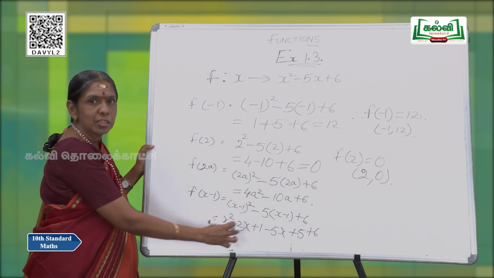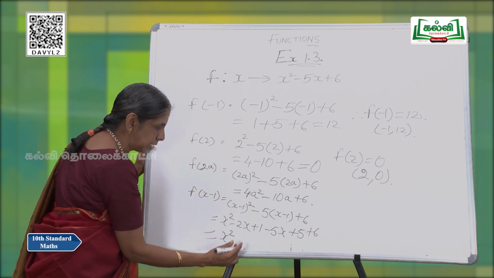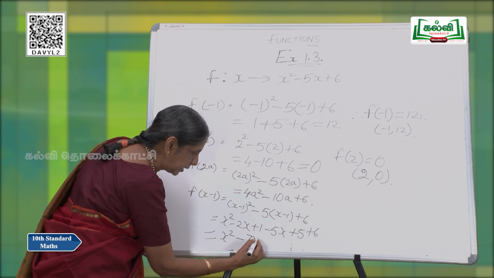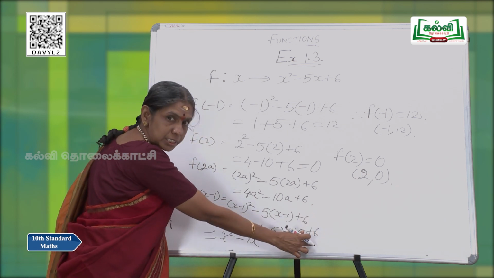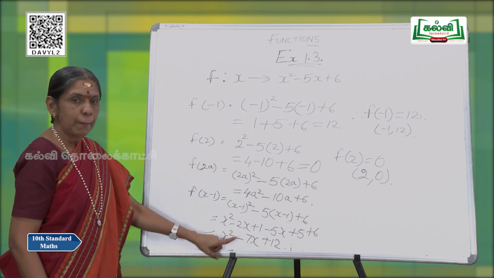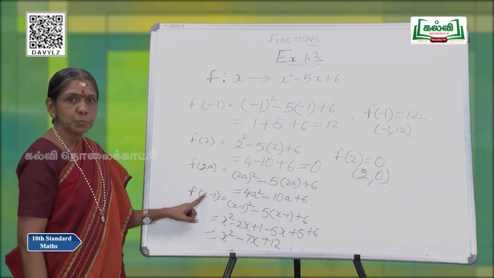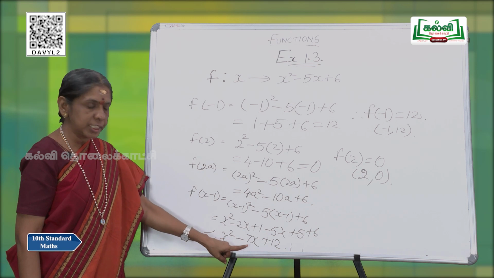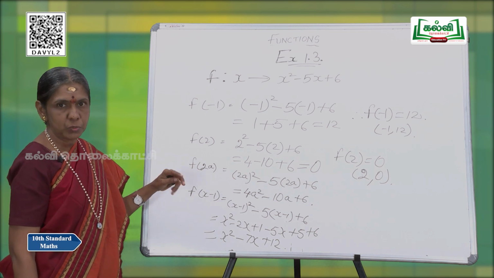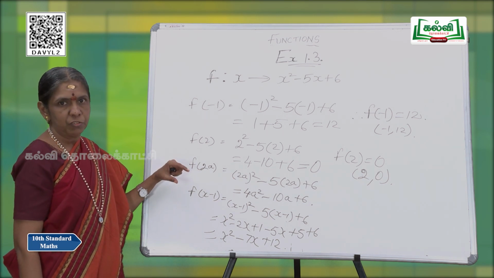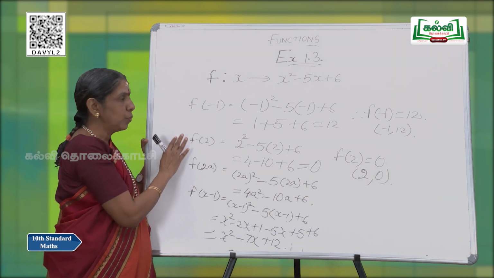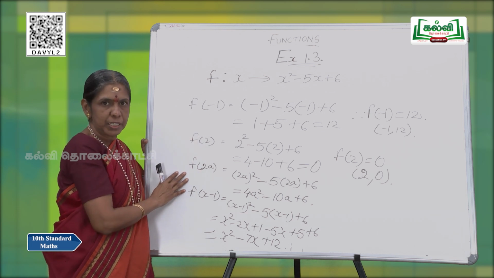Now, we have to add up all the like terms. X squared you write as it is, minus 2x and minus 5x are like terms. So, it will become minus 7x. Plus 1, plus 5, plus 6 are like terms, so it will become plus 12. So, the mapping will be x squared minus 7x plus 12. So, x minus 1 is mapped to x squared minus 7x plus 12. Did you understand, children? This is how we find the functional value. This is how we find the images for the given pre-image. Did you now understand how to find the functional values? This is how we find out the functional values for the given pre-images.